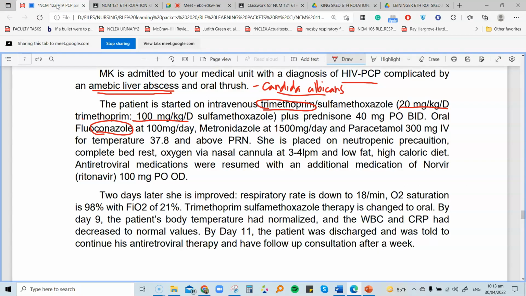Yes. Bakit binibigyan si patient natin MK ng fluconazole? Kasi? Why? Yes? Why is the patient given your fluconazole?